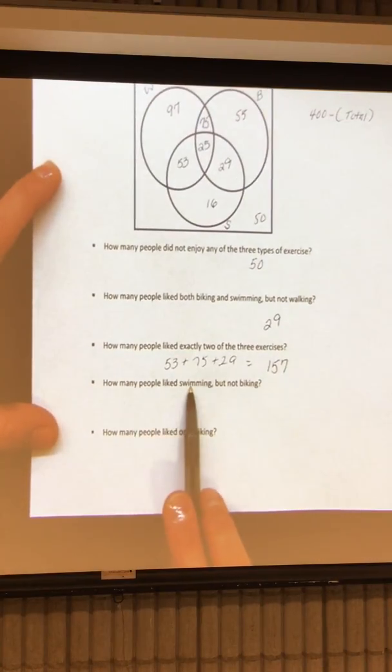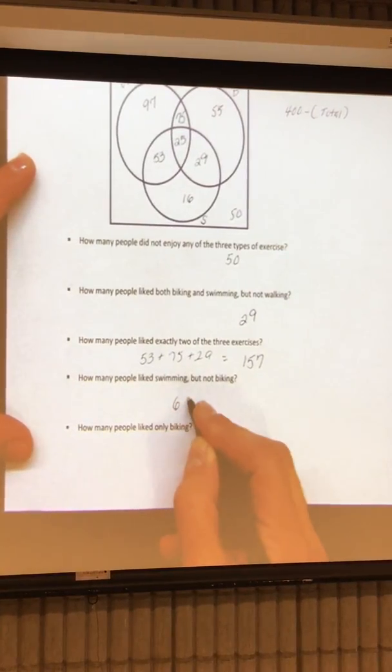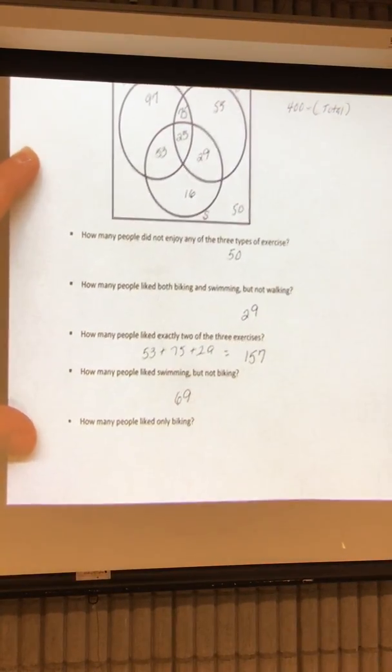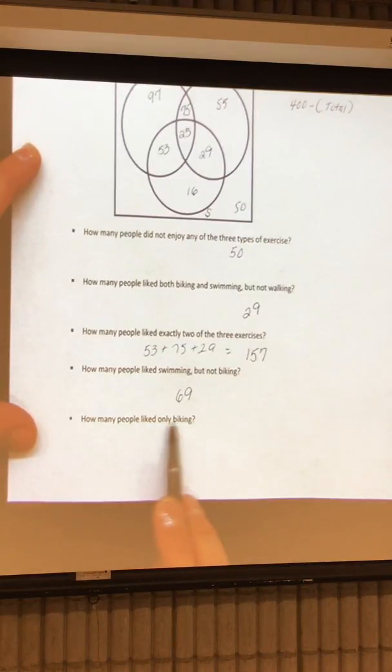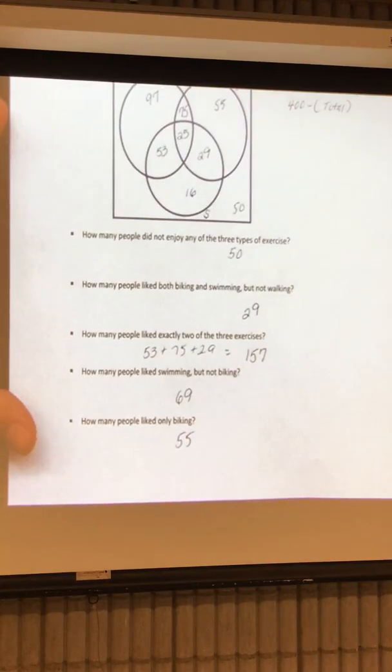How many people liked swimming but not biking? Here we have 69 enjoyed swimming but not biking. And how many people liked only biking? Only biking is 55. And that completes our section 2.